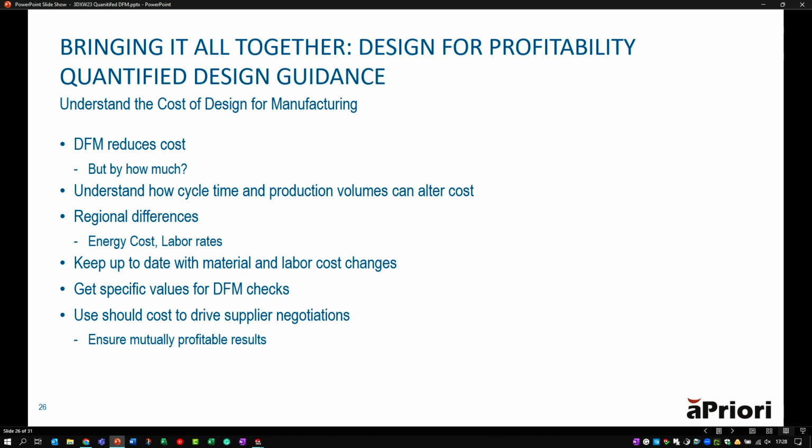There are also regional differences, so you could set up a different template if you've got suppliers in different regions. Then you can take into account different energy costs and labour rates, things like that. But keeping up to date with material changes and labour cost changes is going to be a challenge. Getting specific values for DFM checks should be fairly achievable, and you can keep those up to date. They shouldn't change too much on a regular basis.